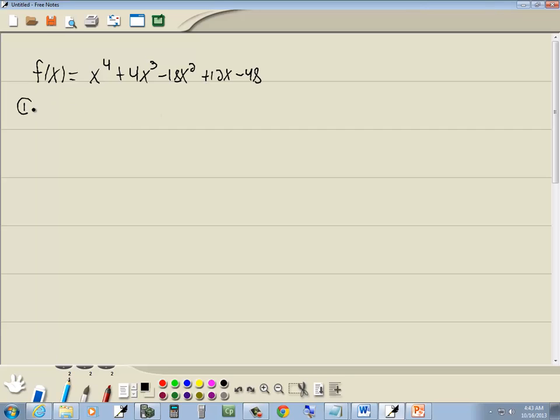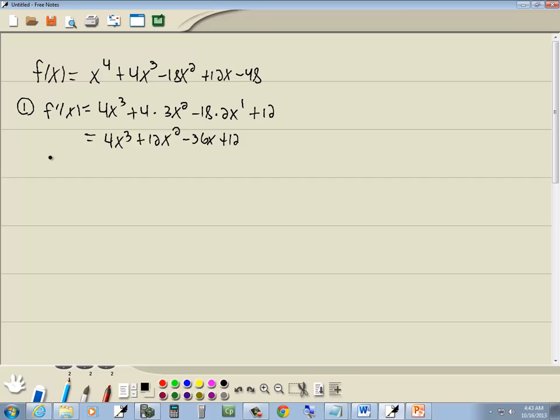Now our first step is to find our second derivative. So f prime, take your power, put it out in front, lower it by 1. So x to the fourth becomes 4x to the third, plus 4 times x to the third, take your power, put it out in front, lower it by 1, minus 18 times x squared, take your power, put it out in front, lower it by 1, and 12x becomes 12. And then the derivative of negative 48 is 0. So that gives us 4x to the third plus 12x squared minus 36x plus 12.